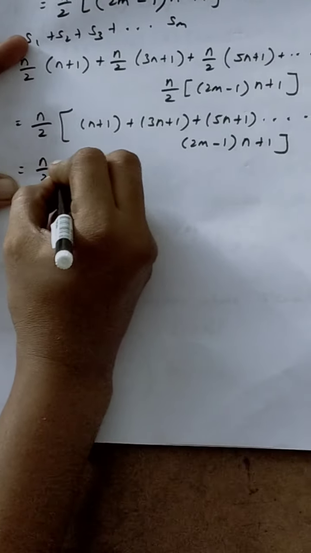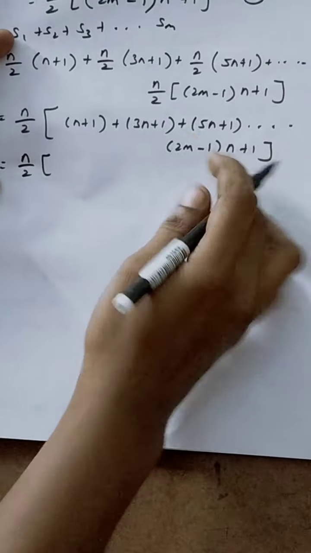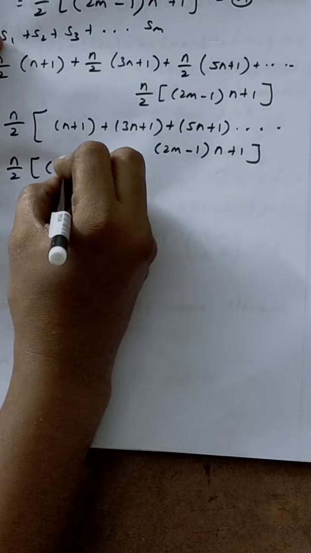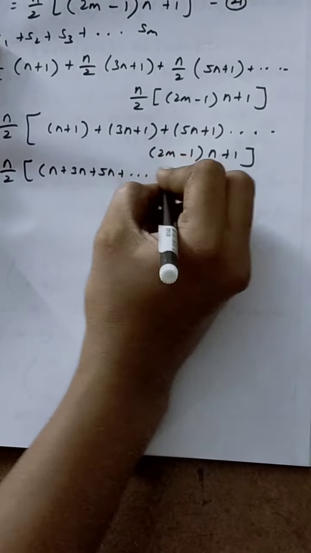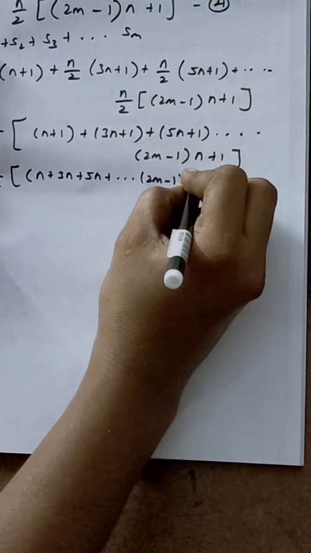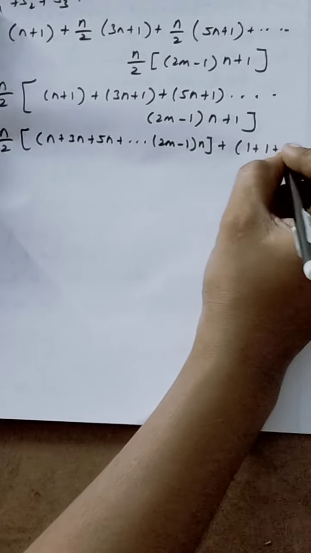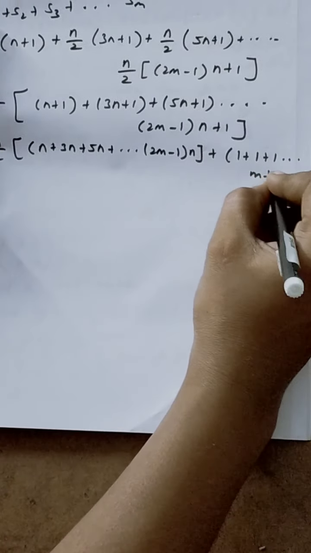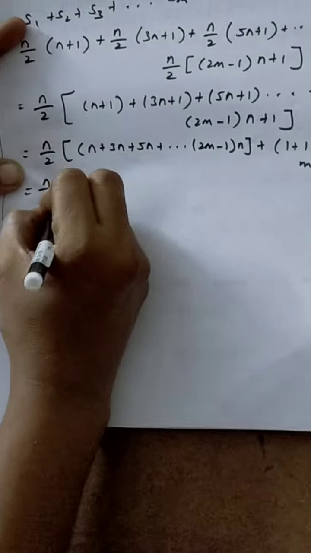n by 2, so the first term is mentioned in the first bracket and the second term in the second bracket. Each term: write n plus 3n plus 5n plus up to (2m minus 1) times n, close the bracket, plus the second term 1 plus 1 up to m times only. Okay students, the next one, n by 2 within bracket.